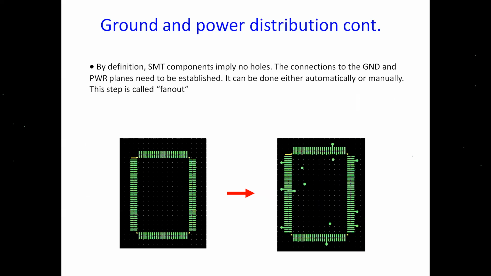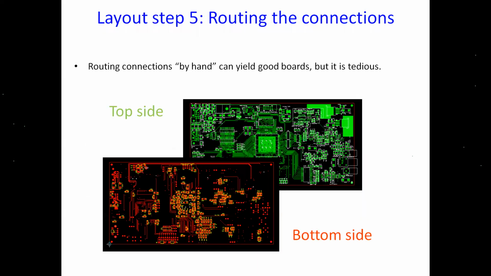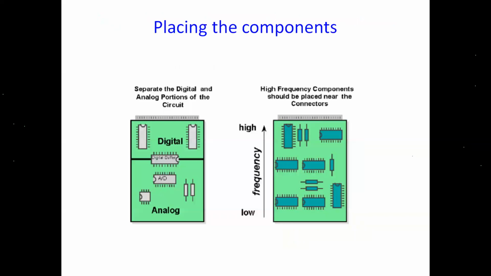And so this distribution of the power can be done in the case of fine pitch components like BGA. So we have to introduce the fan out vias for making the connectivity between the ground pads. This shows the top and bottom side of the component PCB, which is after routing. So as I said, placing the component plays a major role.